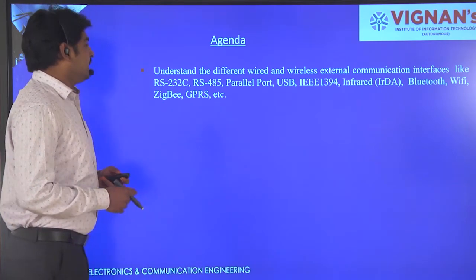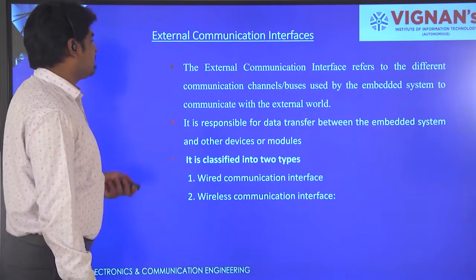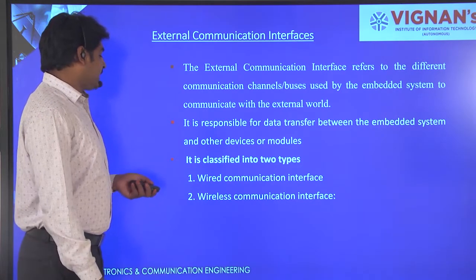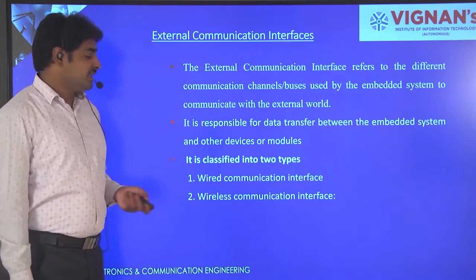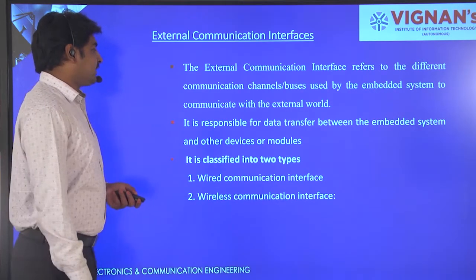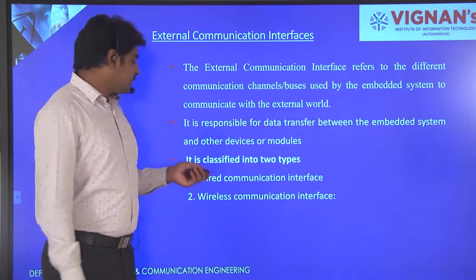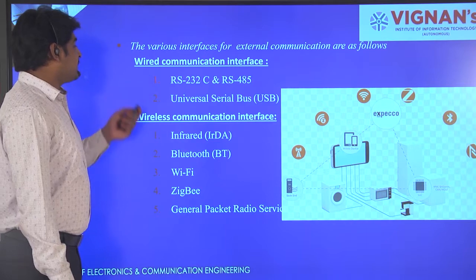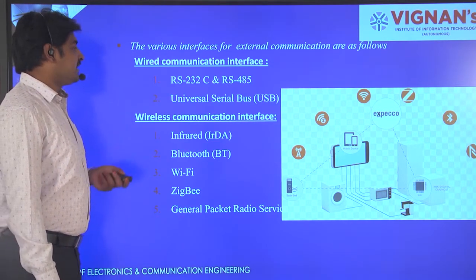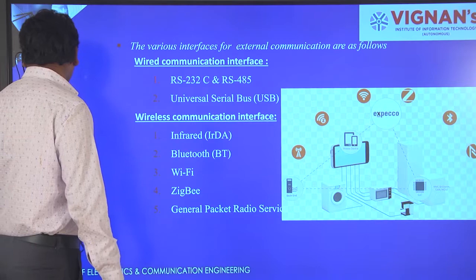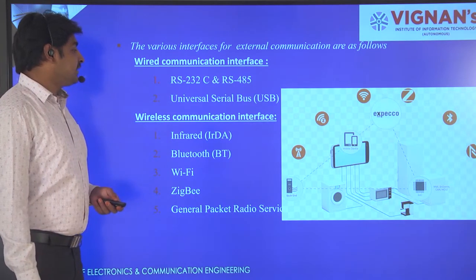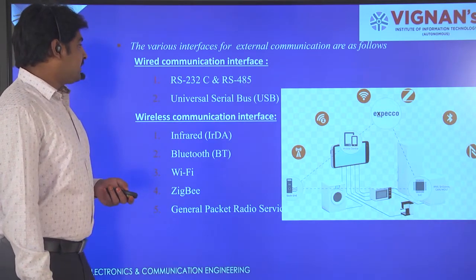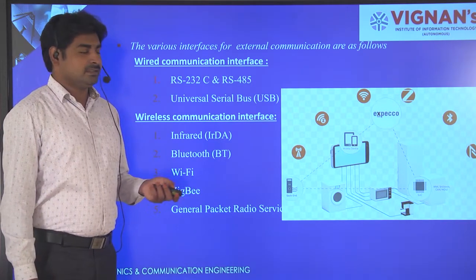Now there are several types of external communication interfaces available, and these are classified into two types. They are wired communication interface and wireless communication interface. Now let us see the wired communication interface. The wired communication interfaces are classified into RS-232 and RS-485. Similarly, you can have universal serial bus, and there are several other interfaces which we will be learning in the lecture.